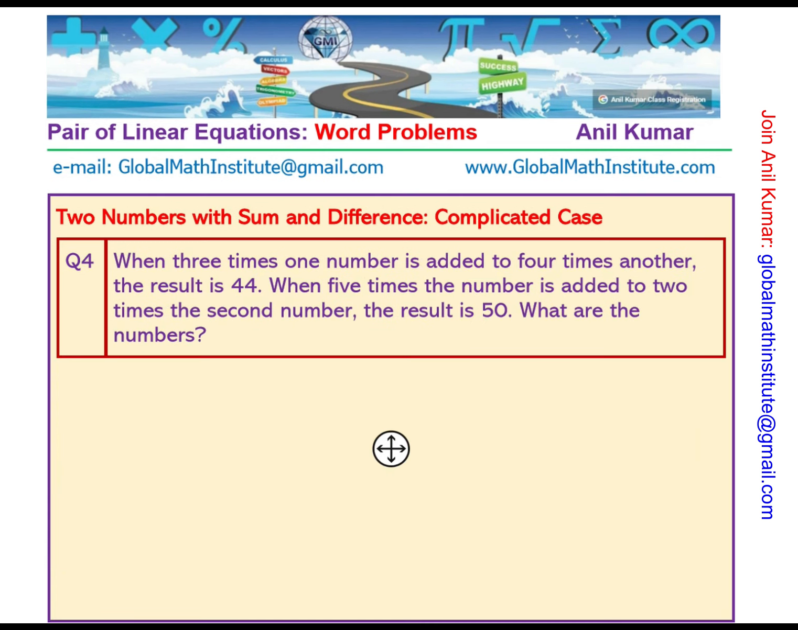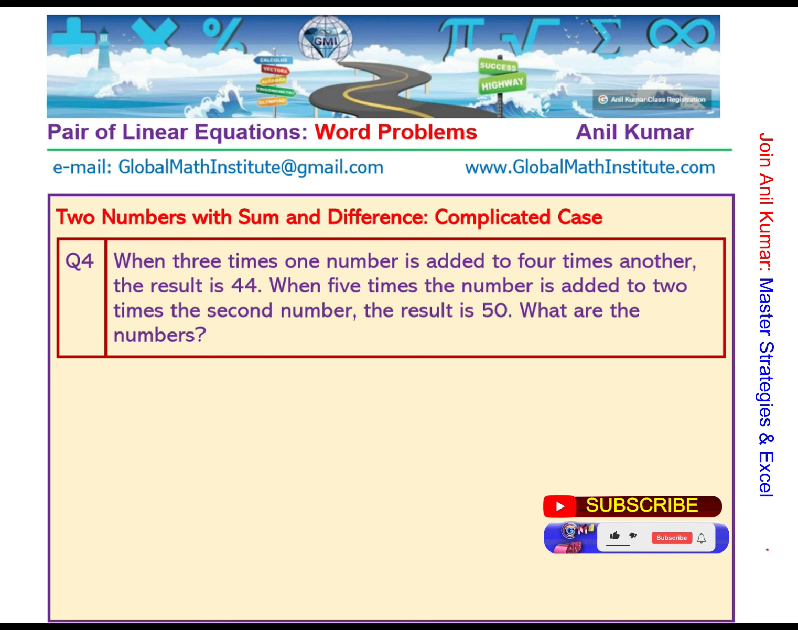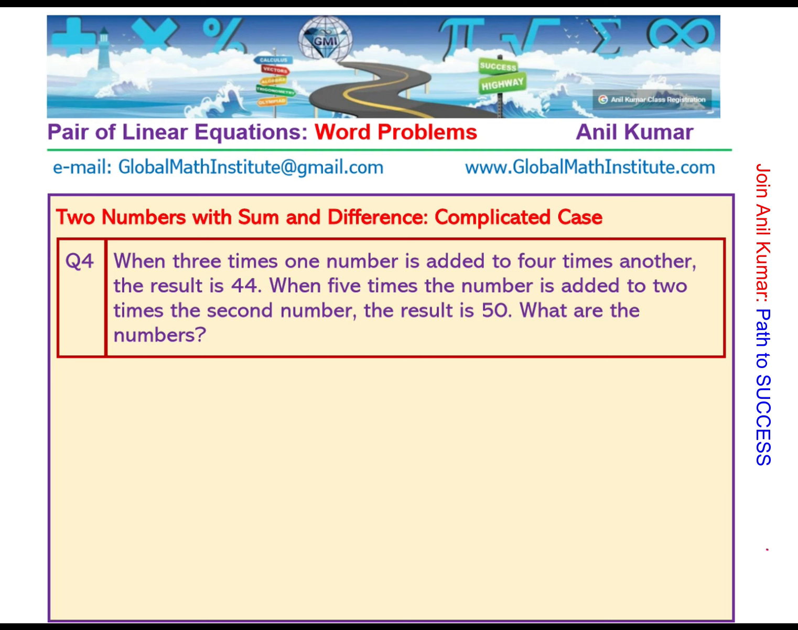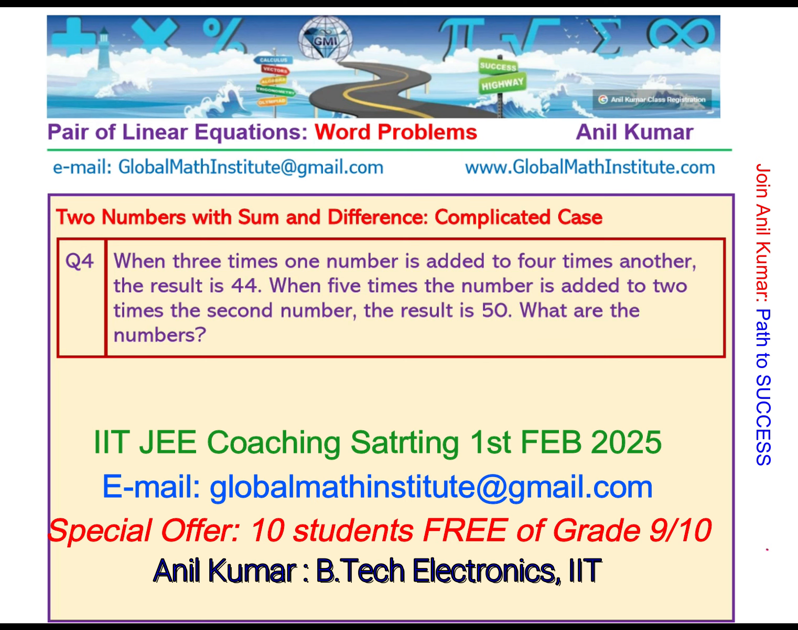Moving on to the next question, question number 4. When 3 times one number is added to 4 times another, the result is 44. When 5 times the number is added to 2 times the second number, the result is 50. What are the numbers? Great. So a slightly more tricky question. Start with defining variables. So we have x and y are two numbers.